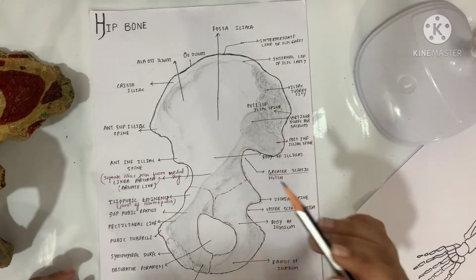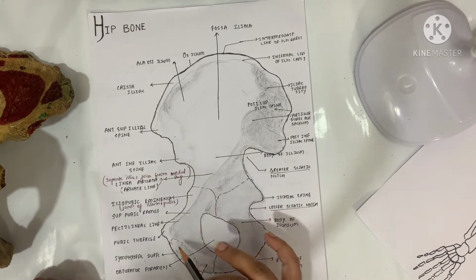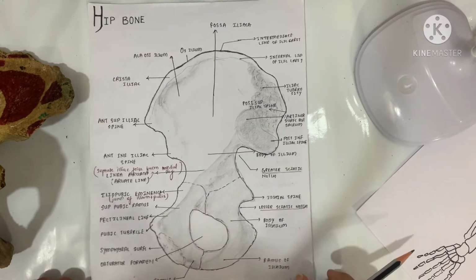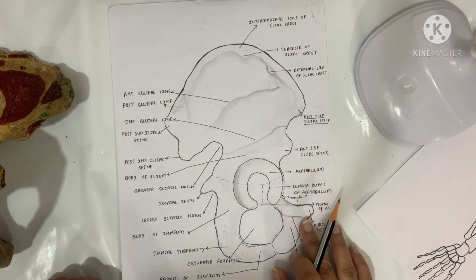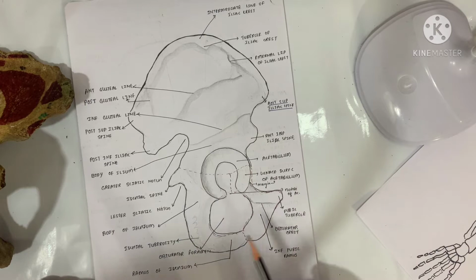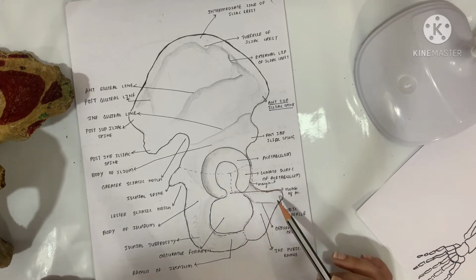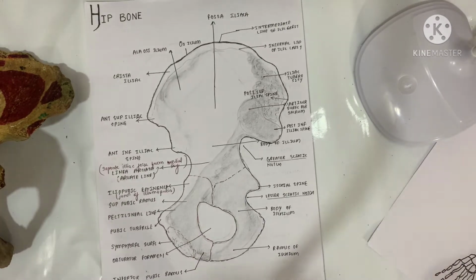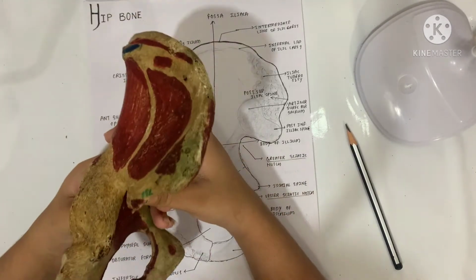And this is the ilium. This one marked with the red is the pubis and the one with the blue is the ischium. And to this side, same, this one is the ilium. The one with the blue is the ischium and the one with red marked is pubis. Coming to this side, this is the hip bone.